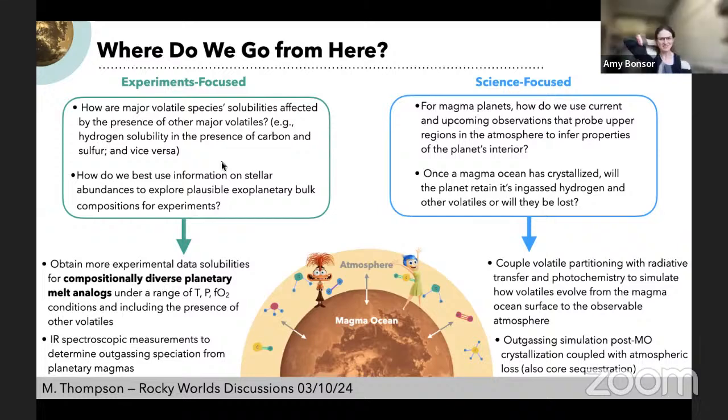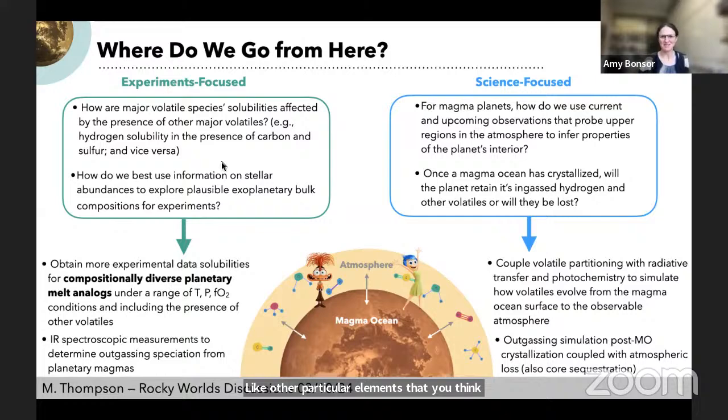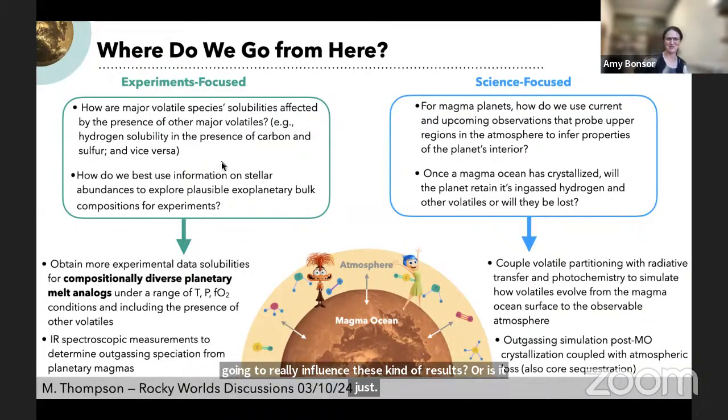Yeah, thank you, Maggie, for a really nice talk. I just wanted to touch upon how, if we're in a different star system where the bulk composition is really different, are there particular elements that you think are going to really influence these kinds of results, or is it just anything could happen?